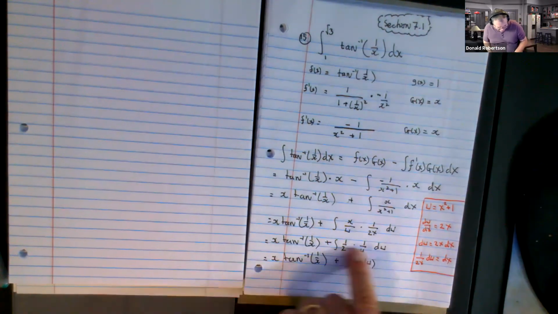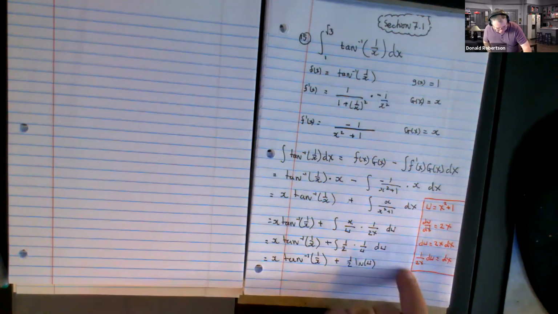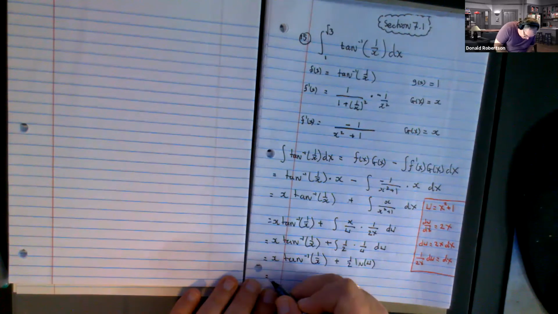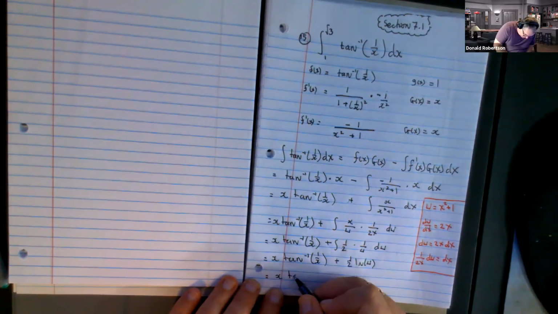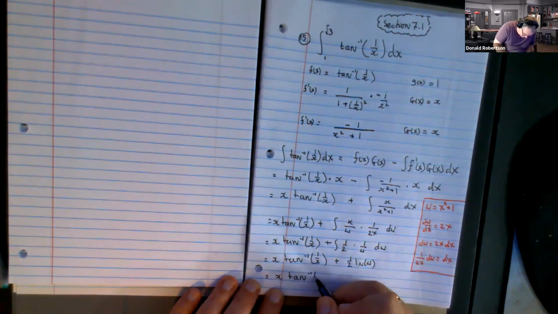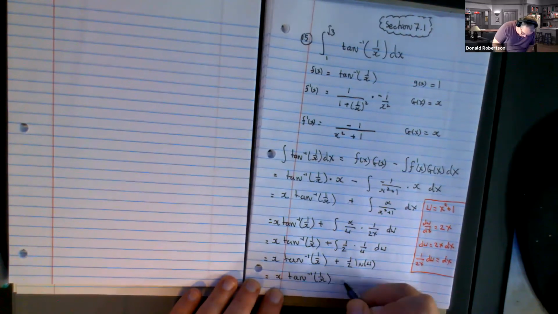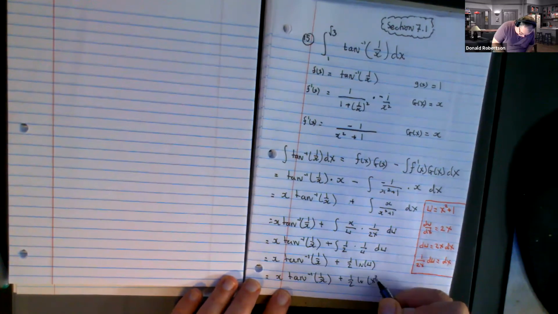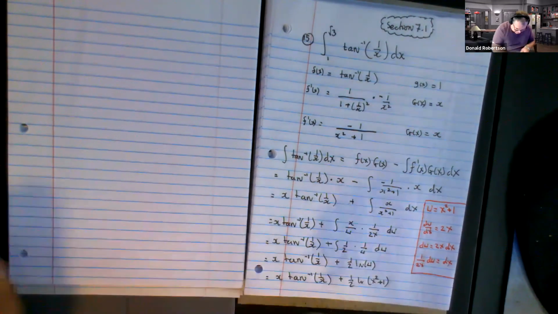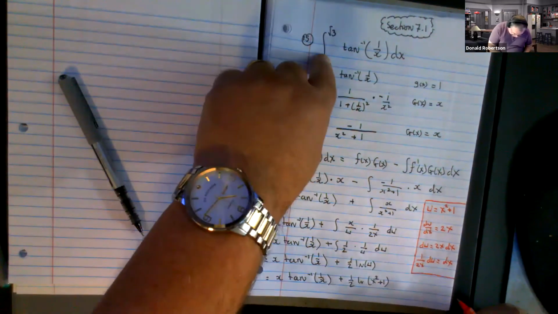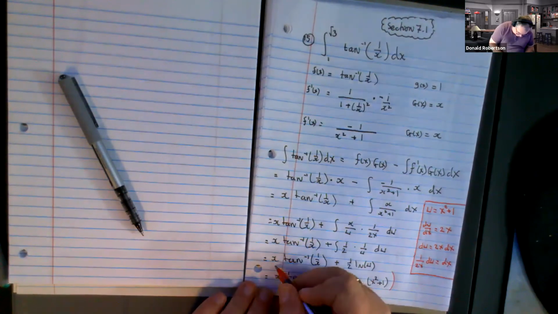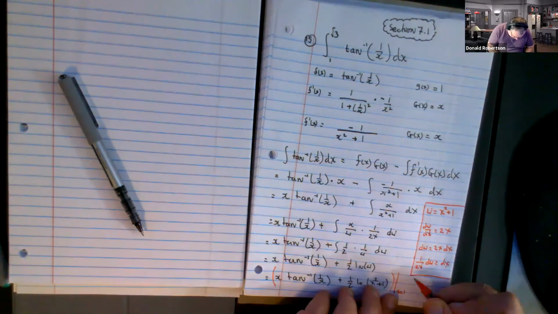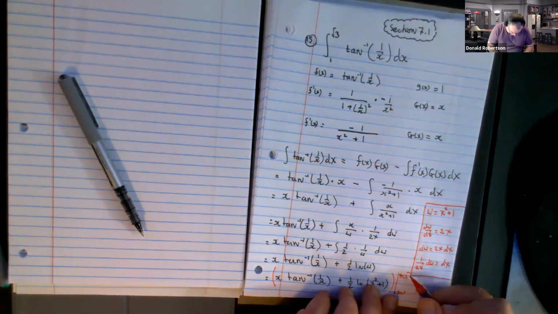If this was an indefinite integral, I'd do a plus c, but this is a definite integral, so I'm going to leave that blank. But what I am going to do is to return everything back to x's. Now, because I've done that, I can now put in the limits of integration. So it's going to be from x equals 1 to x equals square root 3.